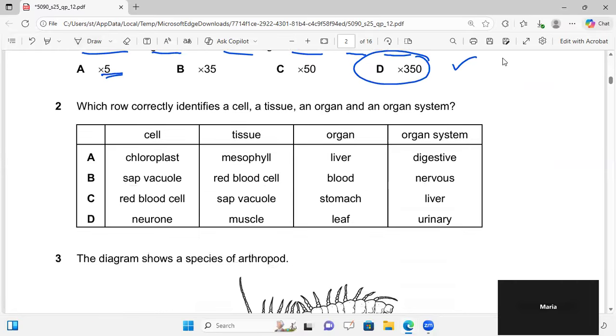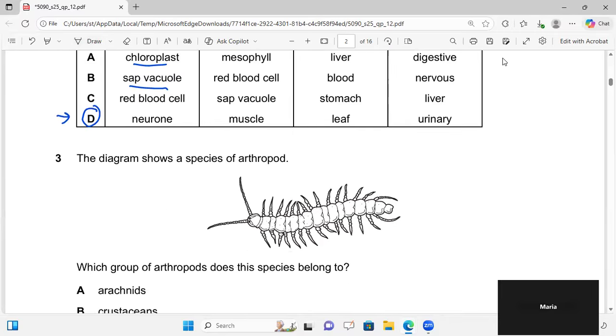Which row correctly identifies a cell, tissue, and organ system? If we look here, chloroplast is a cell. No. Sap vacuole, cell. Mesophyll tissue. Red blood cell is not a tissue; red blood cell is a cell. Sap vacuole is not a tissue. Neuron is a cell. Muscle is a tissue. Leaf is an organ. Urinary is an organ system. So option D is perfect according to the definitions of cell, tissue, organ and organ system.